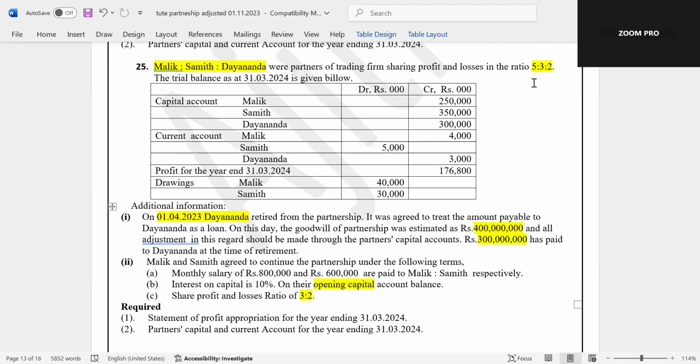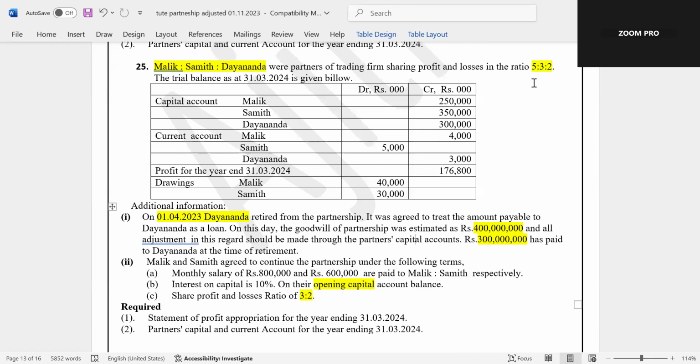First one, goodwill of the partnership should be adjusted, like the admission part. And equity of the retired partner should be calculated at the time of retirement. If it has been paid in cash, think how to adjust. If it has not been paid in cash, think how to adjust. There's a statement of profit appropriation for the year ended 31st March 24, and partners capital accounts and partners current accounts. Think there are three requirements.